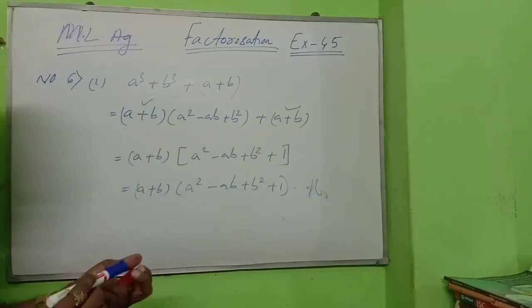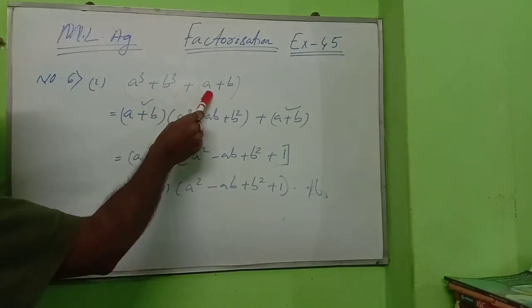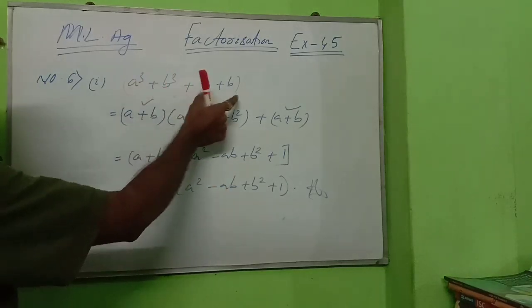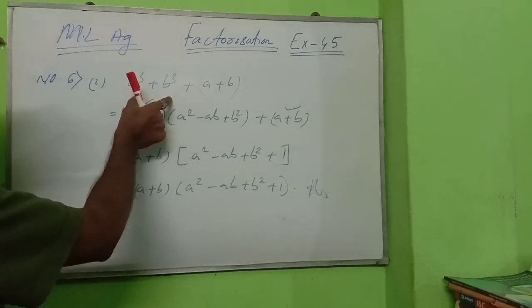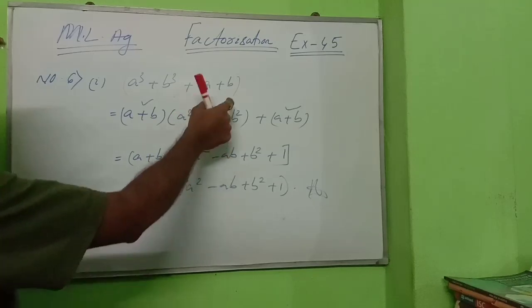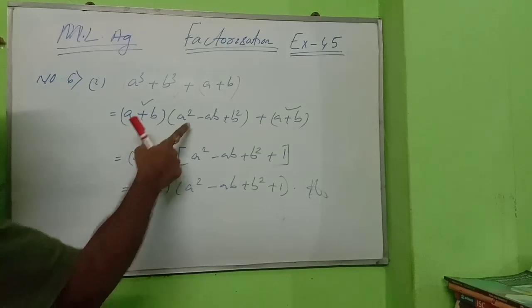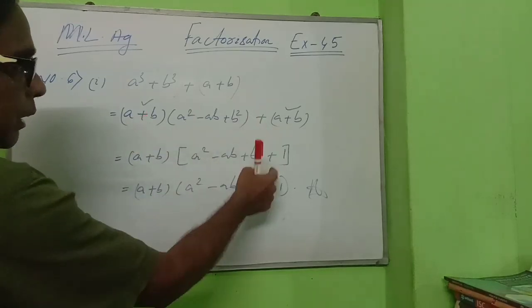Okay, just see what is given here: a cube plus b cube plus a plus b. We have to make groups. This is one group, this is another group. You have to apply the a cube plus b cube formula: a plus b whole into a square minus ab plus b square. Last, keep it a plus b here. After that you have to take a plus b common. Then this part is left here, plus 1 left. This is the final answer.